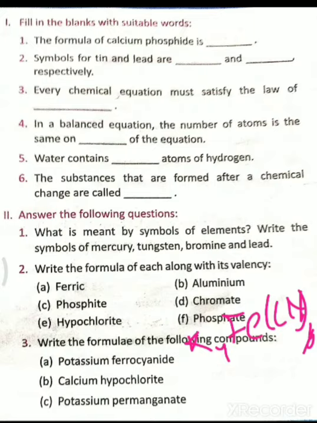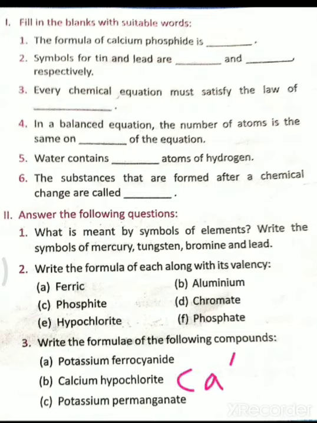Then next question, calcium hypochlorite. For calcium you will write Ca, and hypochlorite is ClO. The valency of hypochlorite is 1 and the valency of calcium is 2. By interchanging the valency you will get CaClO2.